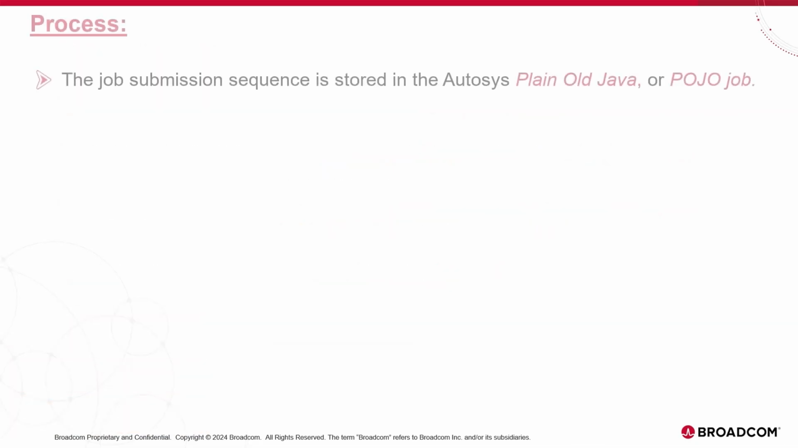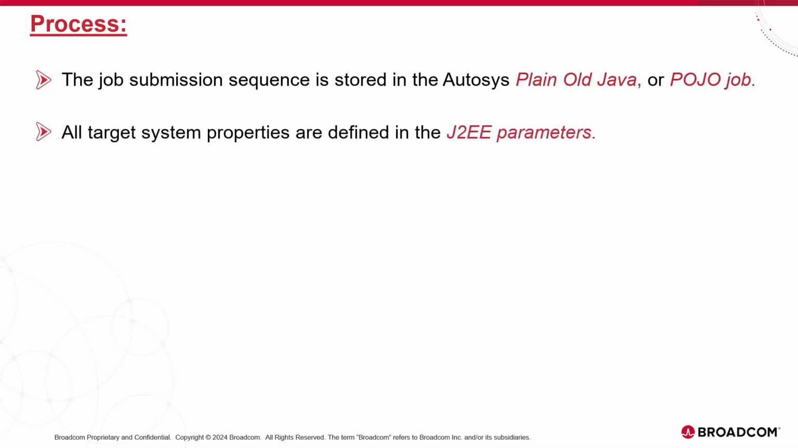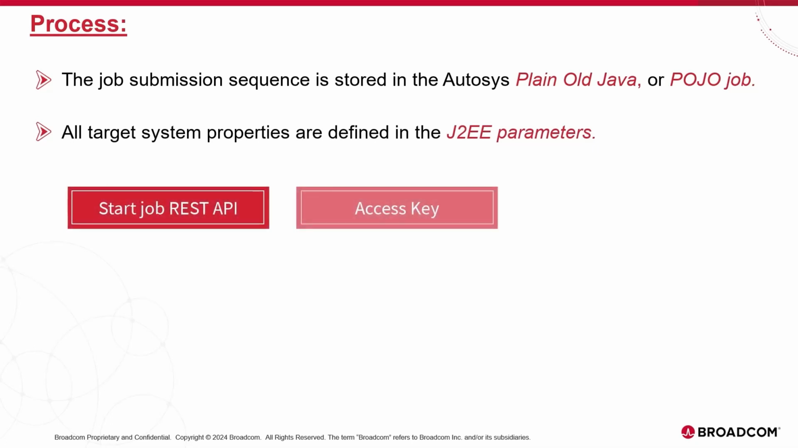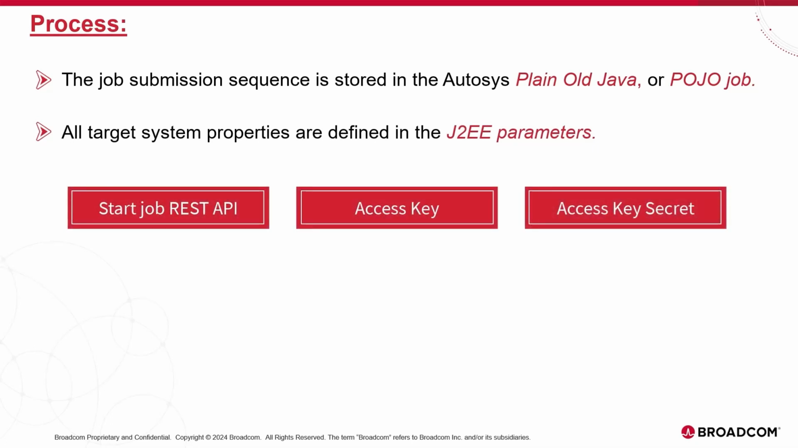The job submission sequence is fairly simple because all job definition properties are stored in the AutoSys plain old Java, or POJO job. All the target system properties, including the endpoint, start job REST API, access key secret, region, and other parameters, are defined in the J2EE parameters. These parameters may vary depending on the authentication method used. Let's look at the sequence of execution.